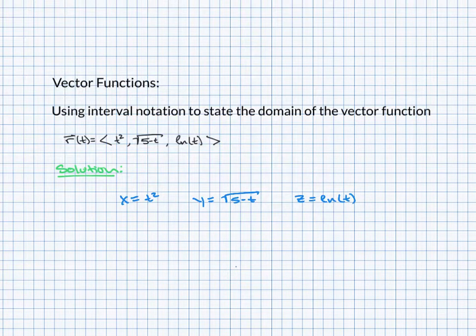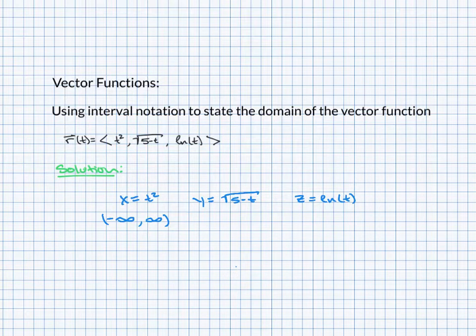The next thing we're going to do is find the domain of each of these three equations. Looking at x, t can go from negative infinity all the way to infinity. Now remember to use open parentheses, because we can never have a closed bracket on an infinity, regardless of negative or positive, because you can never really have a definite number for infinity since it goes on forever.